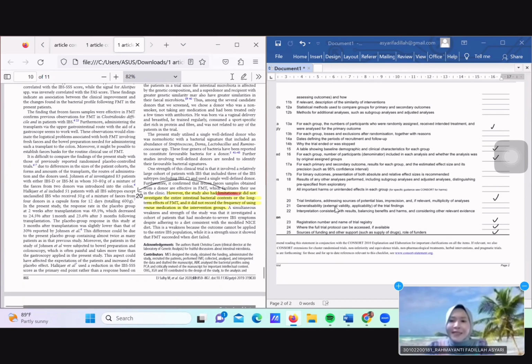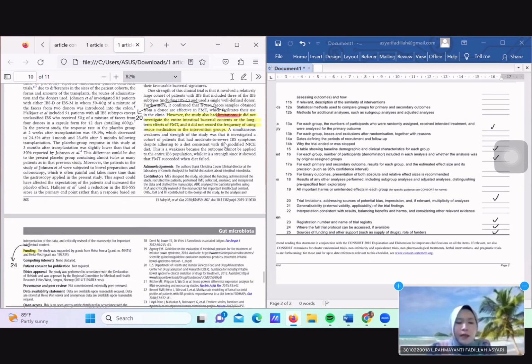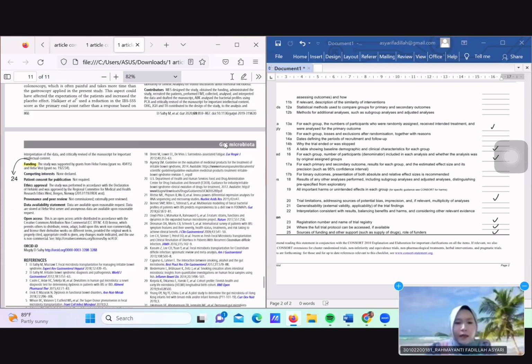And next for discussion, had limitation. 20, trial limitations, addressing sources of potential bias, imprecision, and, if relevant, multiplicity of analyses. So this is 20. However, the study also had limitations. It did not investigate the entire intestinal bacterial contents or the long-term effect of FMT in all groups. Next for funding.